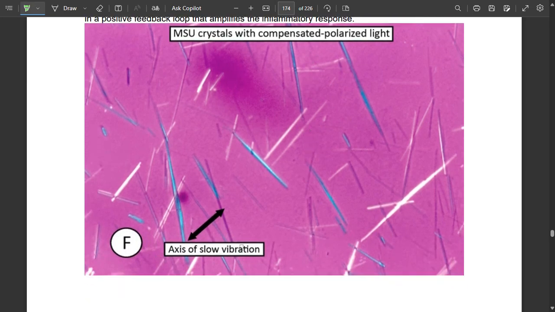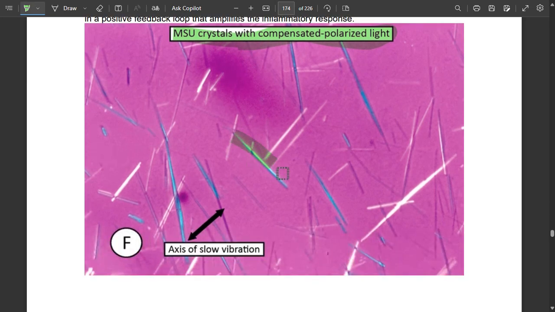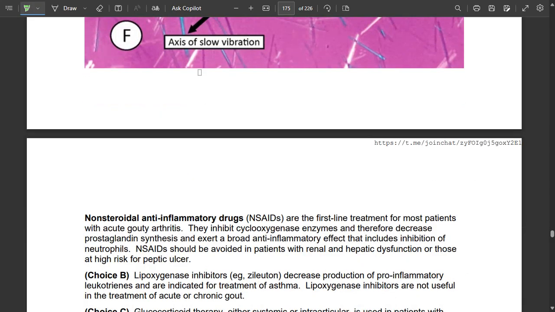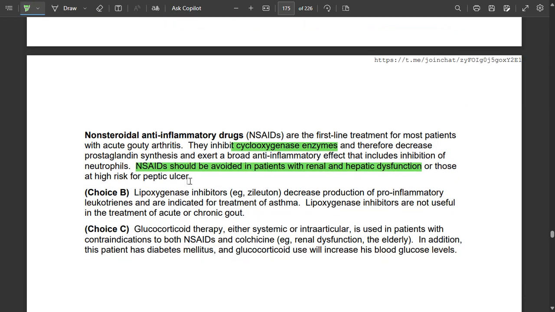This is an MSU crystal under compensated polarized light. In the axis of slow vibration, these crystals are seen like this. NSAIDs are the treatment for most patients. They inhibit the cyclooxygenase enzyme and therefore decrease prostaglandin synthesis, exerting a broad anti-inflammatory effect that inhibits neutrophils. NSAIDs should be avoided in patients with renal or hepatic dysfunction.